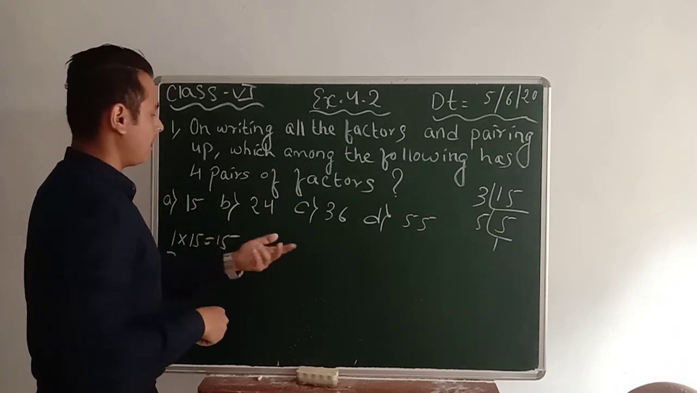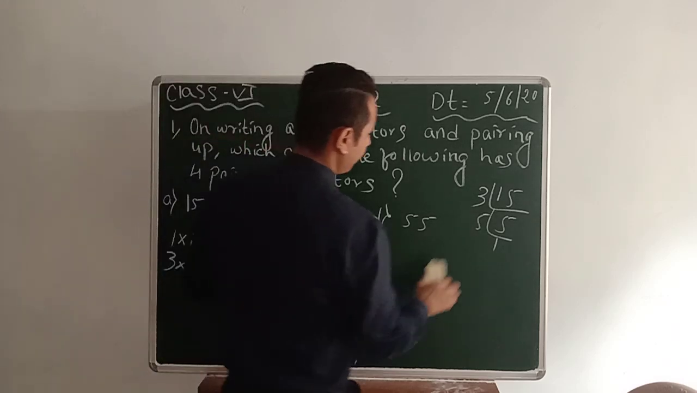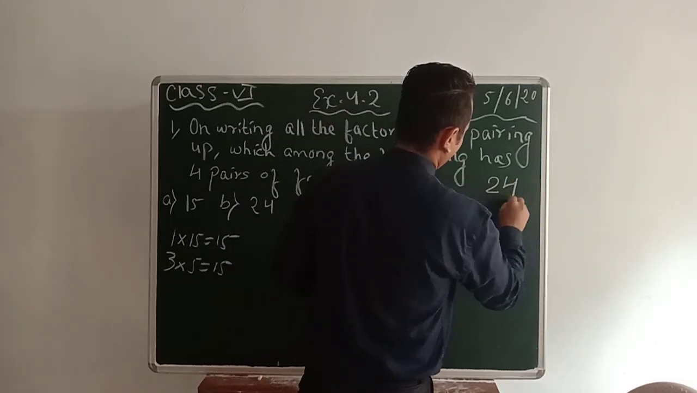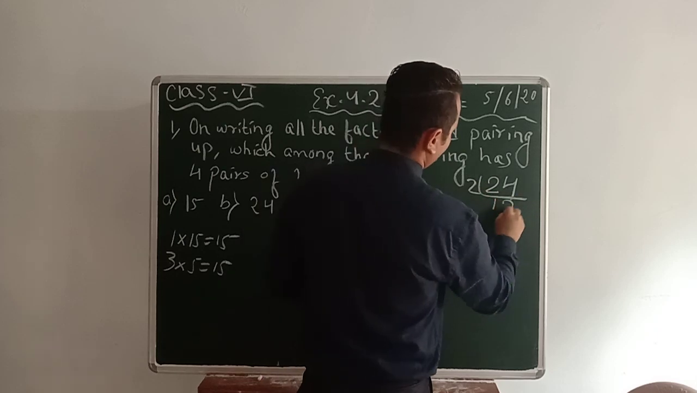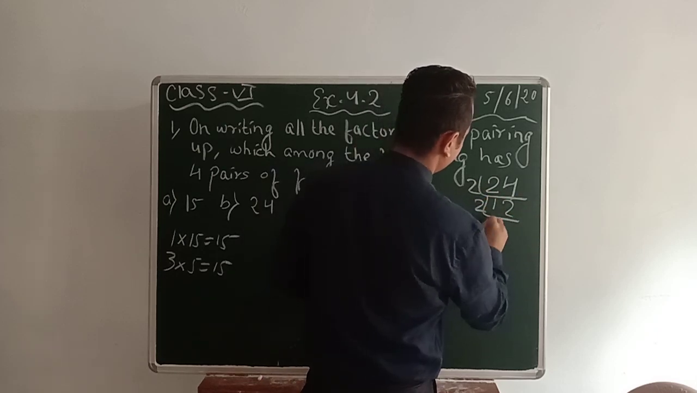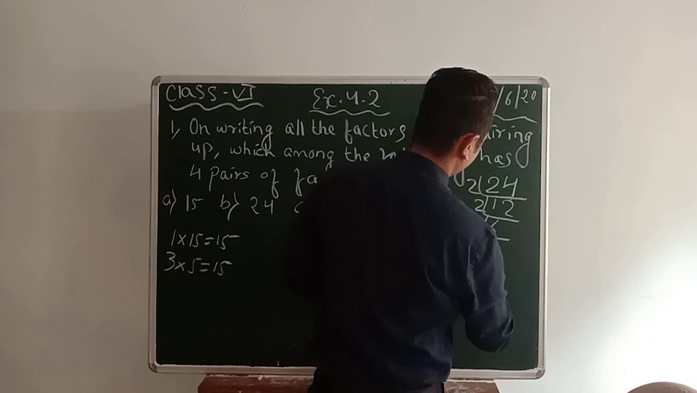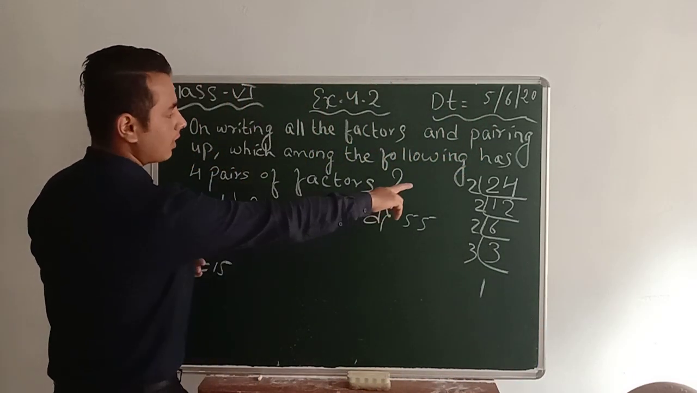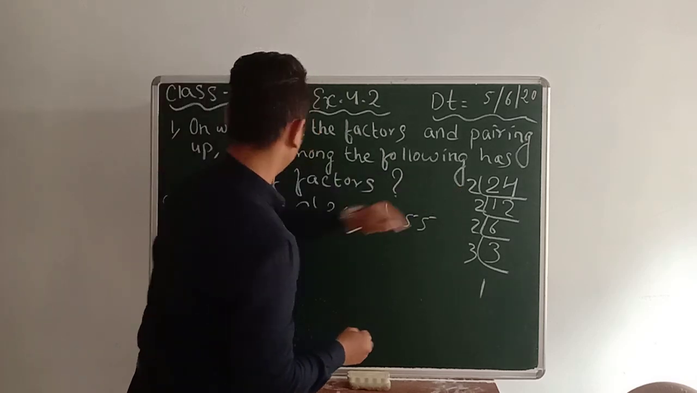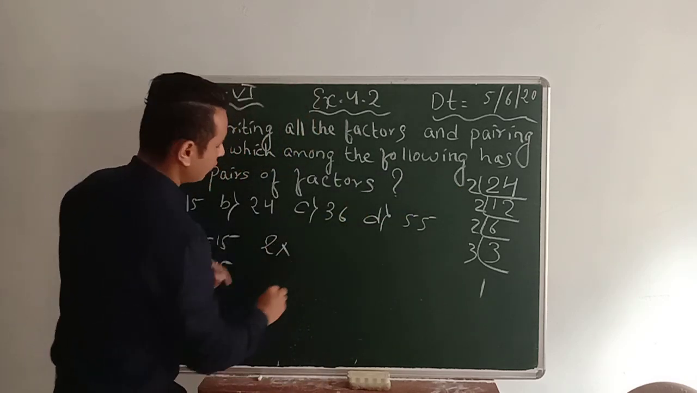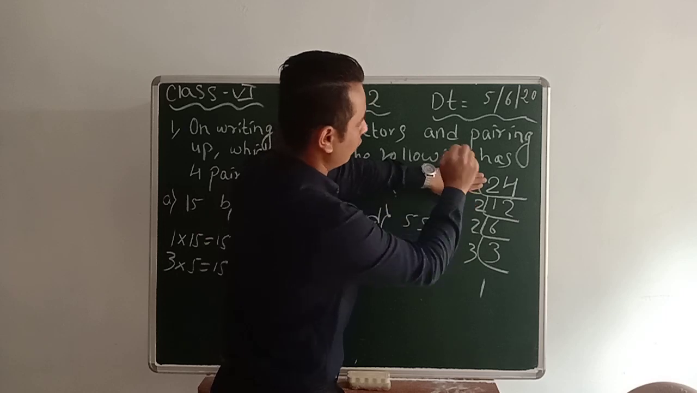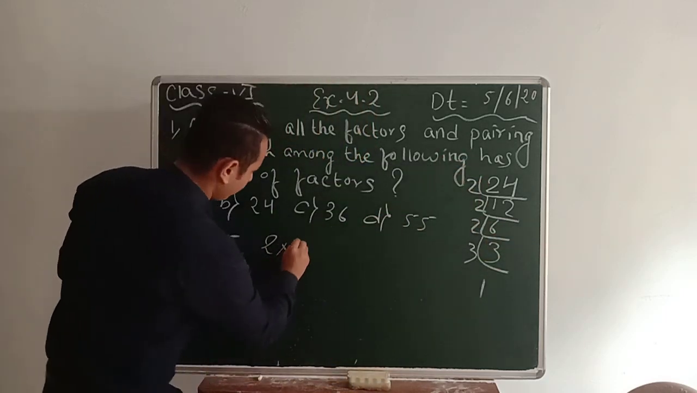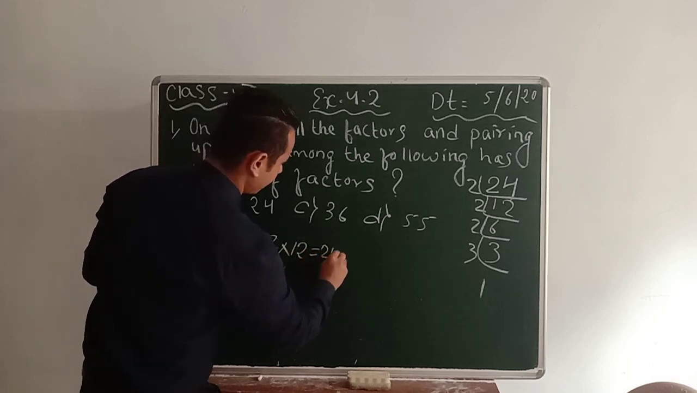Now let us try the other one, 24. 2 12s are 24, 2 6s are 12, 2 3s are 6, 3 1s are 3. Now, while pairing up, what happens? First 2. If you write 2 here and hide 2, then 2 2s are 4, 4 into 3 is 12. That means 2 into 12 is 24.